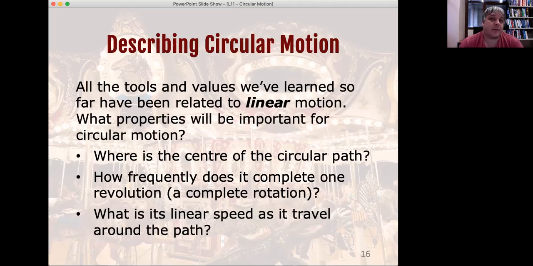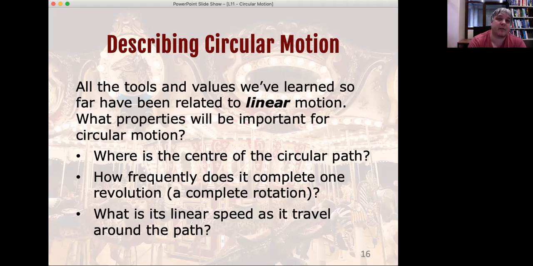So everything we've done so far has been for linear motion. What properties do we need to know for circular motion? We're going to follow a similar process, but it's not going to be exactly the same. The most important ones are: where is the center of our circular path? How frequently does the object go around the circle? How quickly does it do one revolution? And what is the linear speed as it travels around the path?